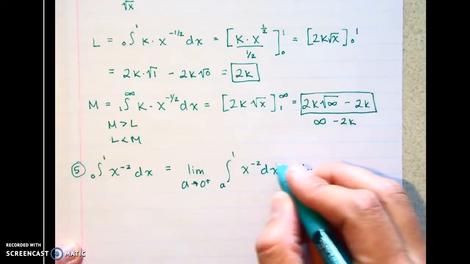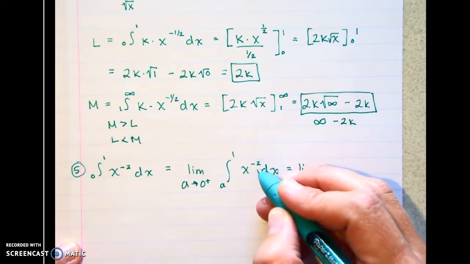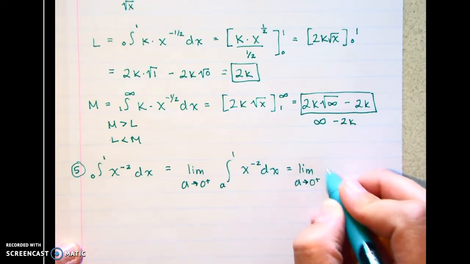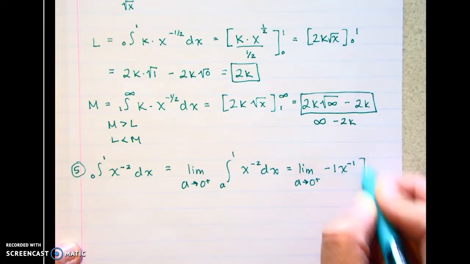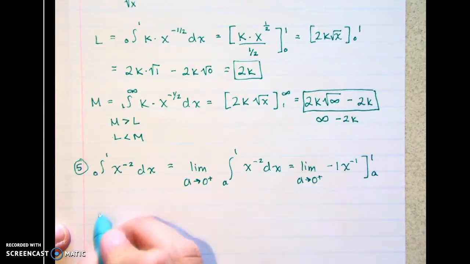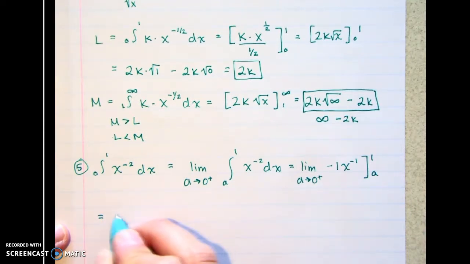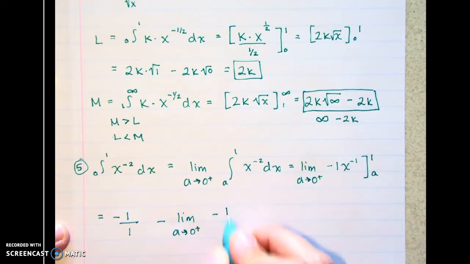So we're going to integrate this by adding 1 and dividing by the new power. So when I add 1 to negative 2, I get negative 1. So this is going to be negative 1 times x to the negative 1. And we're going to evaluate that from a to 1, which means we're going to plug in 1 and plug in a. So here we go. When we plug in 1, we have negative 1 over 1 minus the limit as a approaches 0 from the right of negative 1 over a.